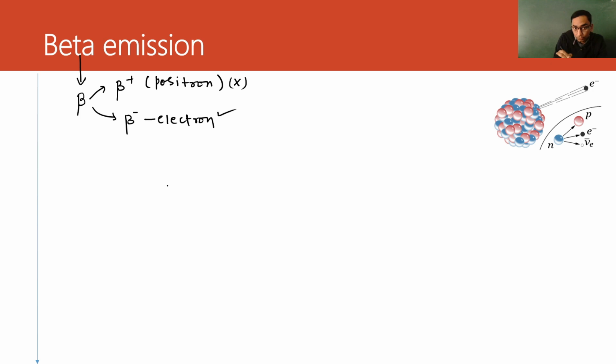So this one. First of all, we need to understand that since this is an electron, how can electrons be released from the nucleus of an atom? So let's understand that.